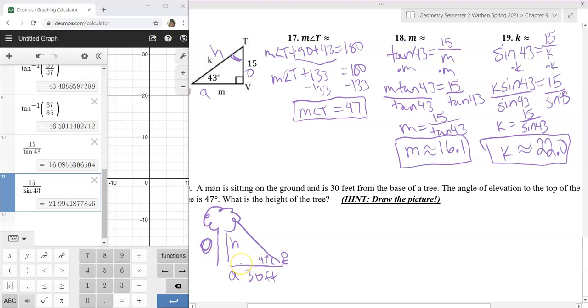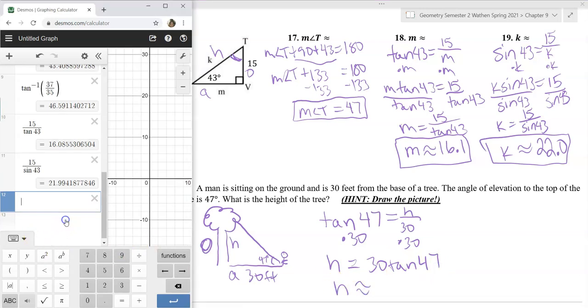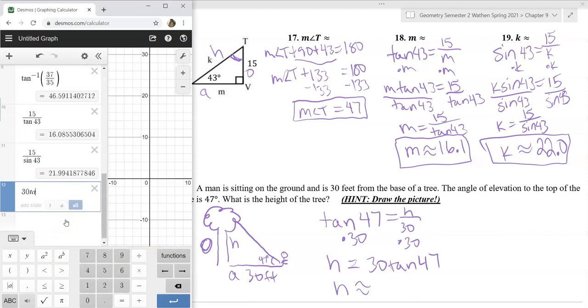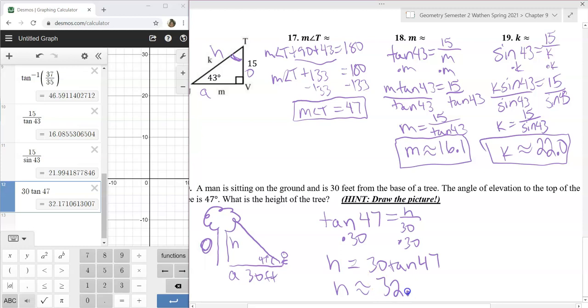So we're working with opposite and adjacent, which means we're working with tangent. So the tangent of 47 is equal to our opposite, which is h, that's what we're looking for, over our adjacent, which is 30. We can solve by multiplying 30 on both sides and find that our height is equal to 30 times the tangent of 47, which, if we want our decimal approximation, that is 32.2. And that's it. That's the review.